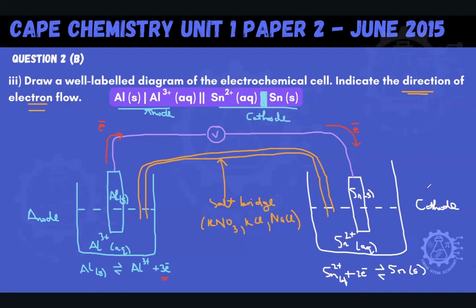At my cathode is where reduction takes place. So my Sn2+ that's in the solution can latch on to these electrons, and then it gets reduced to tin solid. Okay, so that's the process going on here. So let's write that the direction of electron flow is always going to be from my anode to my cathode. And with that, we've completed this part of the question where we're drawing the well-labeled diagram of the electrochemical cell.